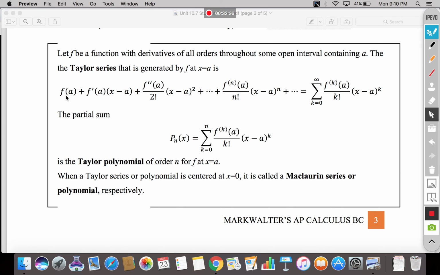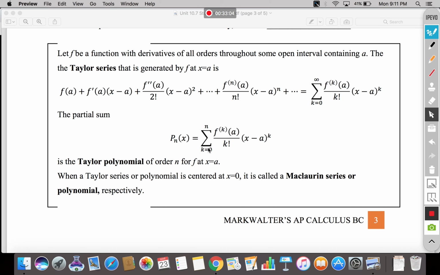f of a, so the function at a, plus the derivative at a times x minus a, plus the second derivative at a divided by 2 factorial times the quantity x minus a squared, and so on and so forth, on and on and on forever. Essentially, we get plus the nth derivative of f at a over n factorial, times x minus a to the nth power. Notice second derivative, 2 factorial, second power there.